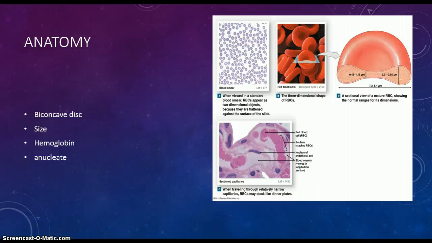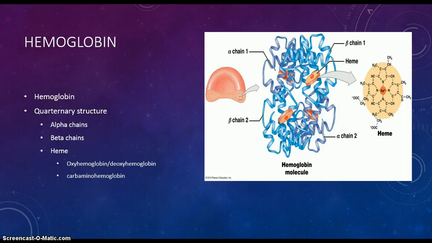Red blood cells are anucleate, meaning they do not have a nucleus. The implication of this is that, number one, they cannot reproduce. Number two, it allows for them to carry more hemoglobin, like hundreds of millions of molecules of hemoglobin. And lastly, it has a very limited lifespan of about 120 days. Yeah, about 4 months.